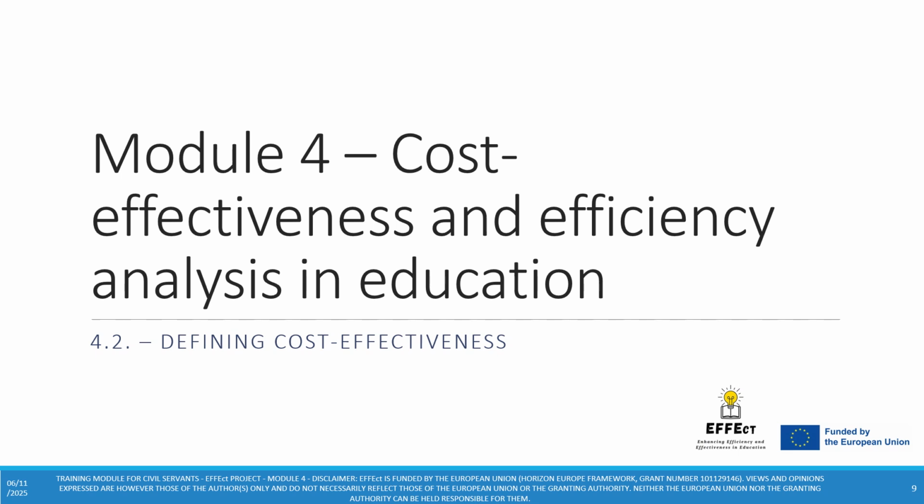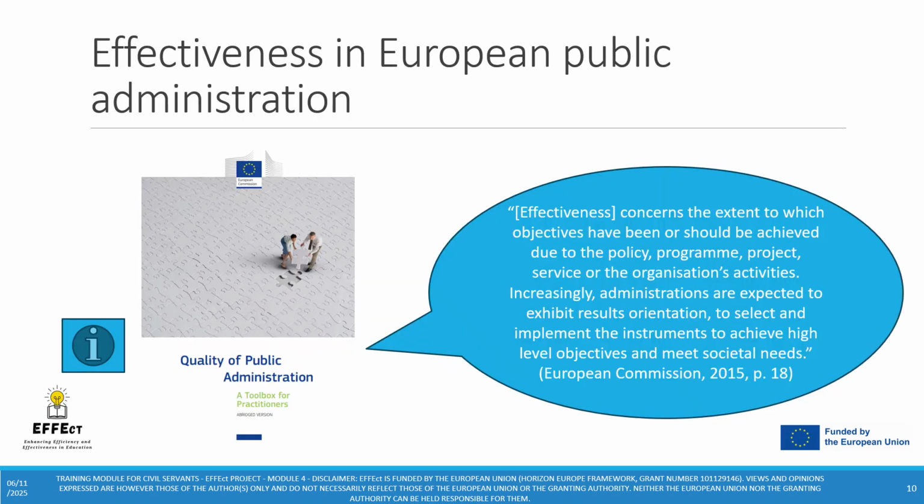Dear participants, welcome to submodule 4.2, in which we'll define cost effectiveness. Effectiveness is also defined by the European Commission publication and concerns the extent to which objectives have been or should be achieved due to the policy, program, project, service, or the organization's activities. Increasingly, administrations are expected to exhibit results orientation, to select and implement the instruments to achieve high-level objectives and meet societal needs.